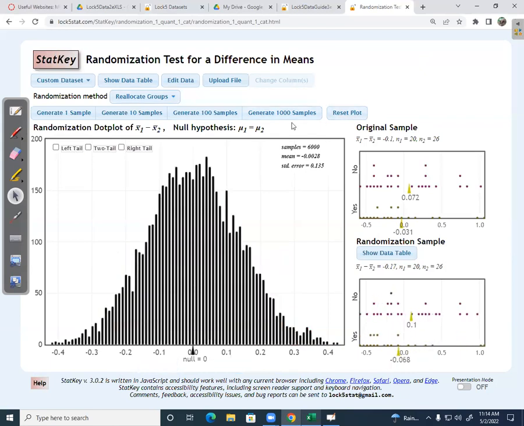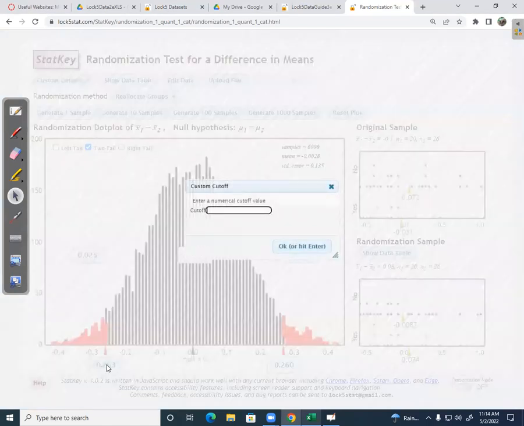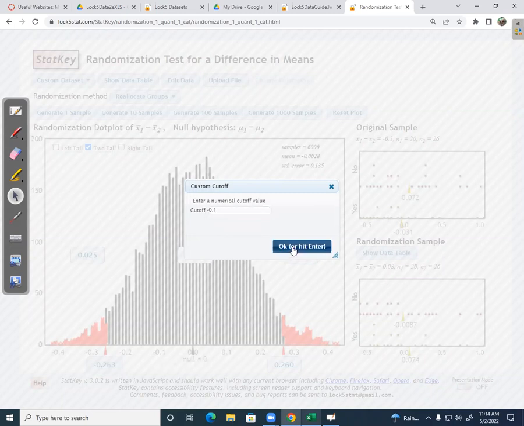Okay, so once I generated my thousands of samples and I decide I'm doing a two-tail test, I just click two-tail. And the computer usually throws a 95% in the middle. What I want to do next is to take my sample value right here, and that goes on the bottom axis. Since it's a negative number, it's got to go on the left side. So I take this bottom left number, click on it, and I replace it with the number from the original sample, negative 0.1, and click OK. And then StatKey recalculates.